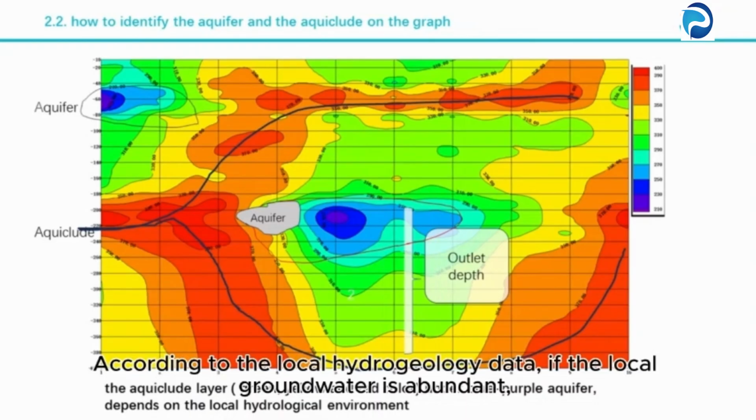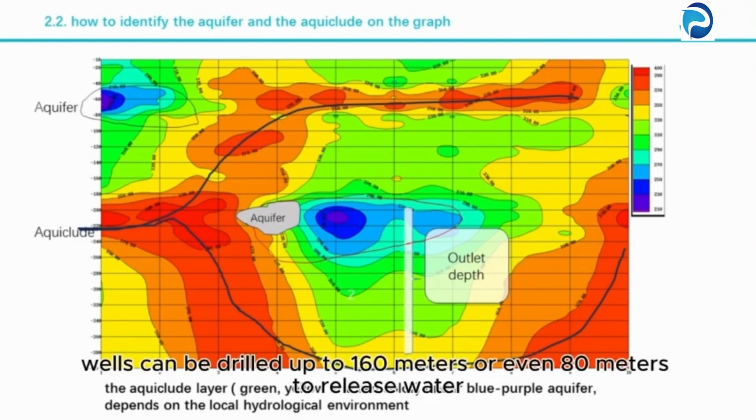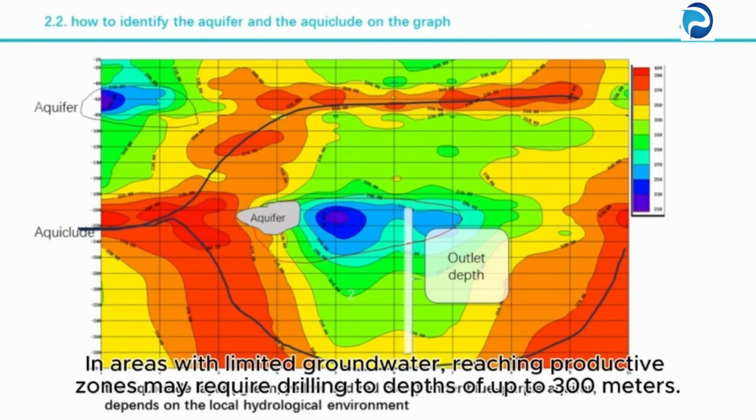According to the local hydrogeology data, if the local groundwater is abundant, wells can be drilled up to 160 meters or even 80 meters to release water. In areas with limited groundwater, reaching productive zones may require drilling to depths of up to 300 meters.